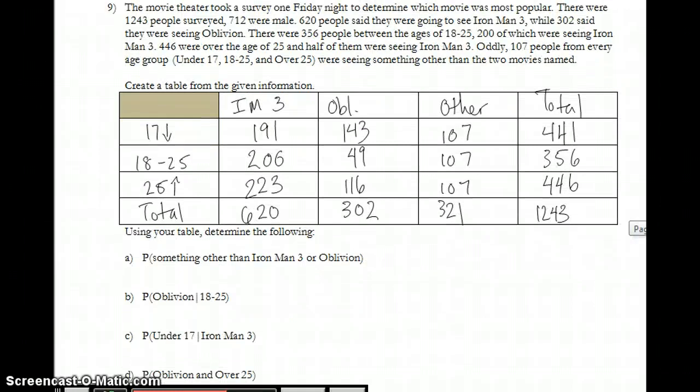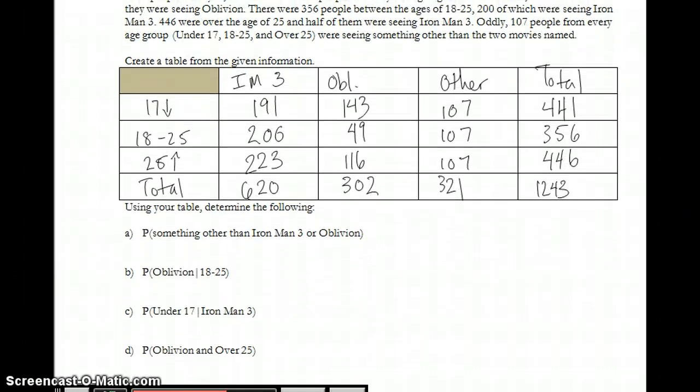And now I can answer the questions below. What's the chance of someone seeing something other than Iron Man or Oblivion? There were 321 people seeing something else out of 1,243. Given that you are in the 18 to 25 bracket, that's 356 people, what's the chance you see Oblivion? There were 49 of those people.